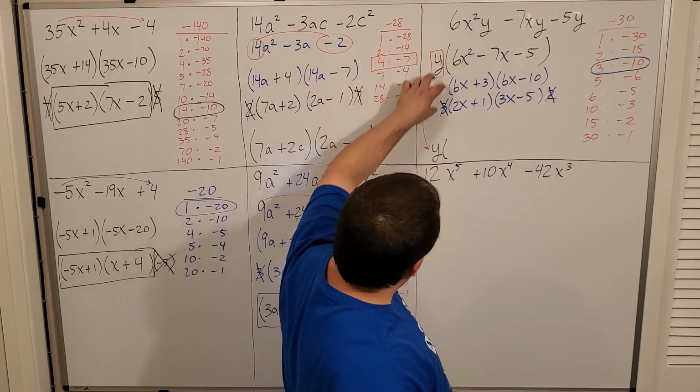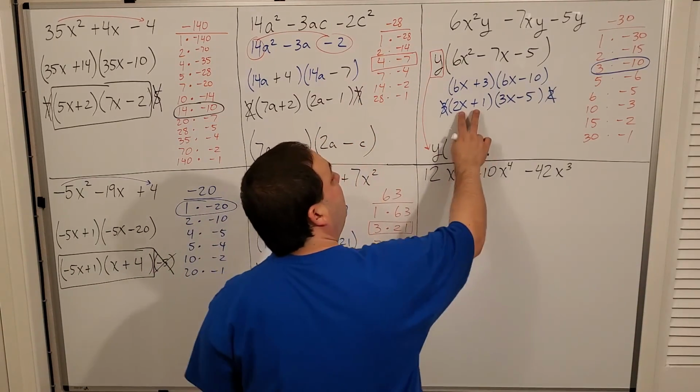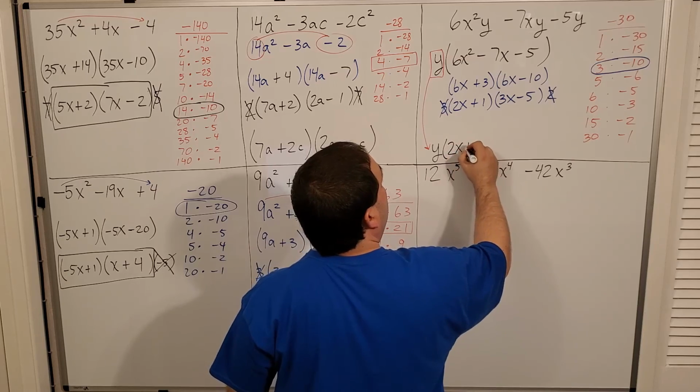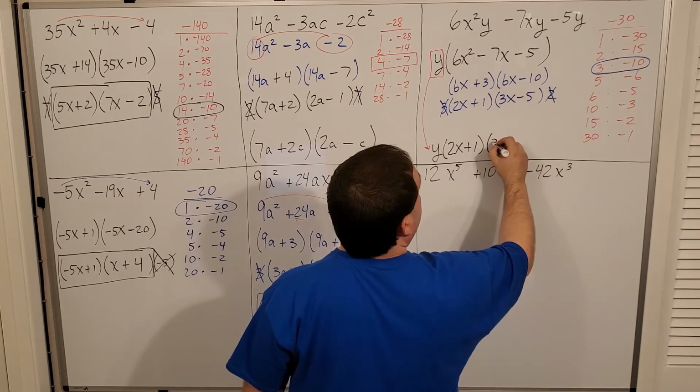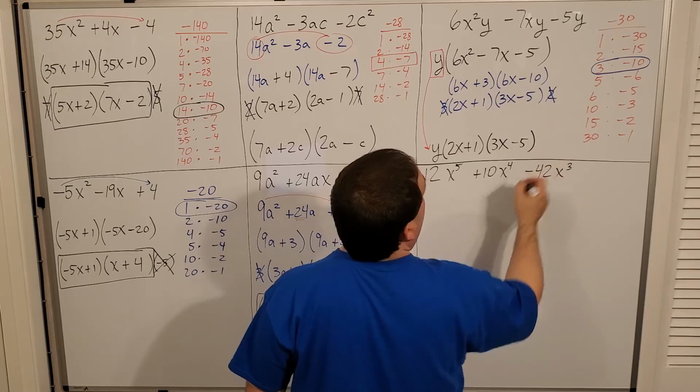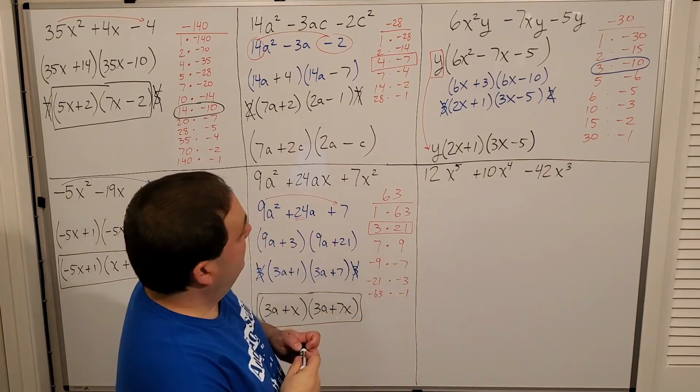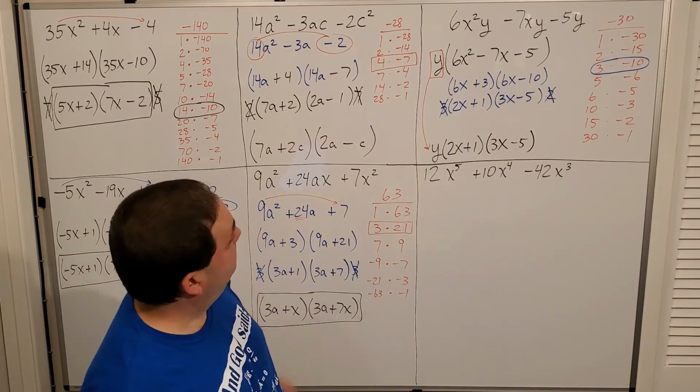Don't forget the original GCF of y. And then I've got my 2x plus 1 times 3x minus 5. And then that would be my final answer.